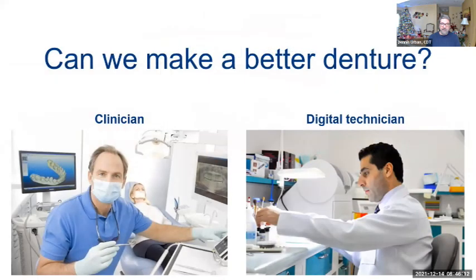So can we make a better denture? I believe we can. I think with the technology that's evolving every day on digital dentures, we're going to be fully digital in a short period of time, where we're going to be able to scan those fully edentulous arches accurately, even with undercuts and even the retromolar pads, the hamular notches, all those anatomical landmarks that we need to make a better denture digitally.